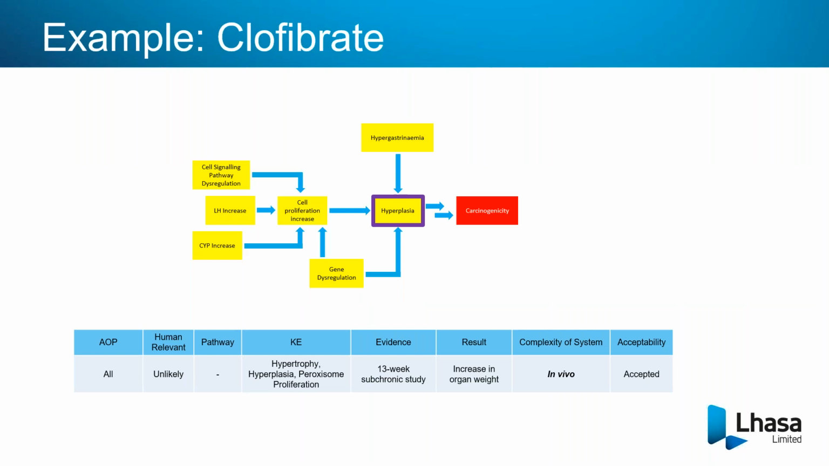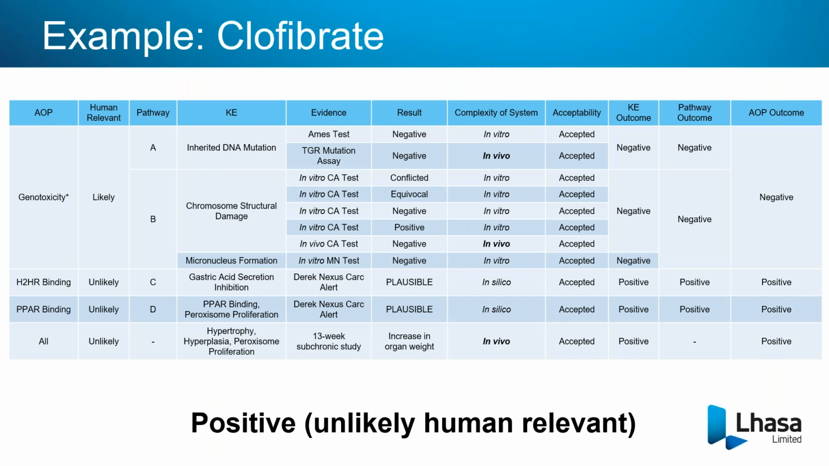come together. For the common key events in each pathway, there's evidence of organ weight increase from a subchronic study, which is associated with hyperplasia, as well as hypertrophy and peroxisome proliferation in the PPAR AOP. If we want to bring all these results together, we could use the evidence to say clofibrate is positive, but the result is unlikely to be human relevant and therefore is unlikely to pose a risk in humans.